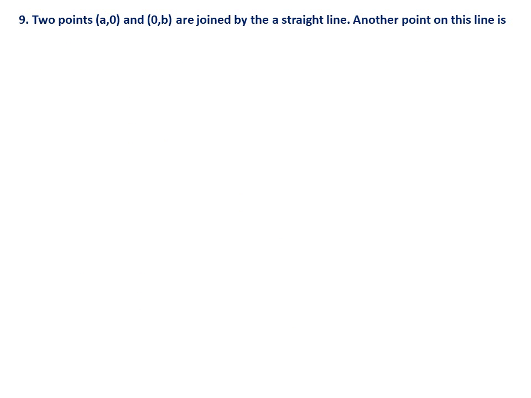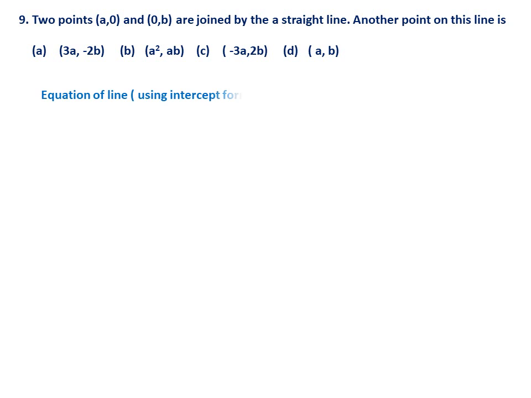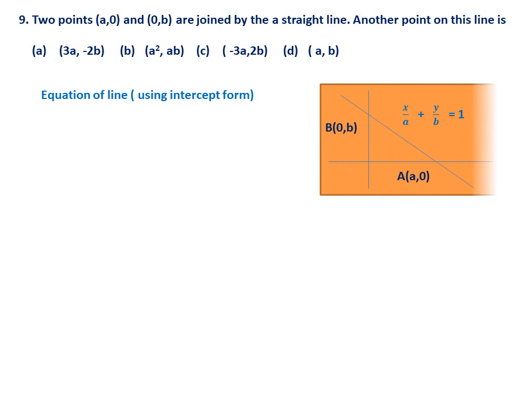Now let us take the next question, question number 9. Two points A, 0 and 0, B are joined by the straight line. Another point on the line is, so this is a very simple question, but you have to understand the concept. The equation of the line is actually in intercept form, because one point is A, 0, which means the line cuts the x-axis at A, 0 and the y-axis at 0, B. Therefore it is intercept form. You have studied this one.